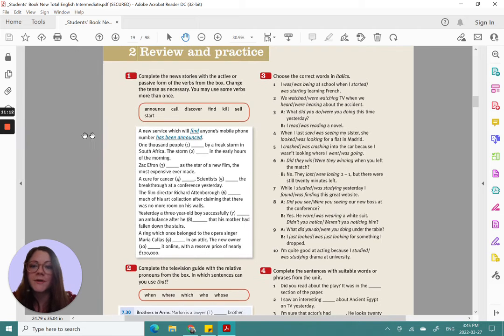So number 1 is just filling in the blanks with the correct form of one of these words or verbs. This has been done, or one of them has been done for us. A new service which will find anyone's mobile phone number has been announced. So our phone was announced.